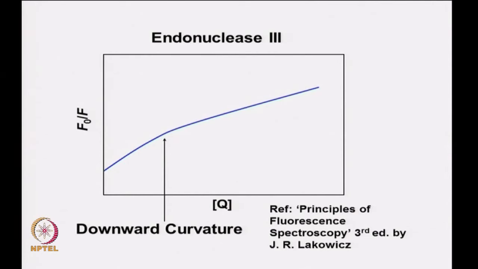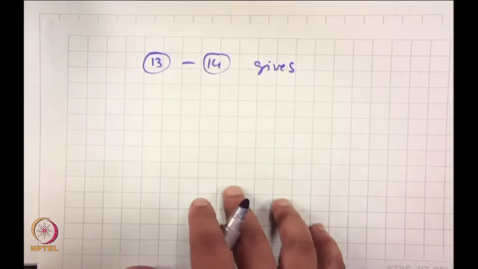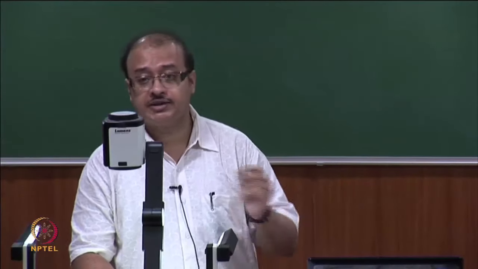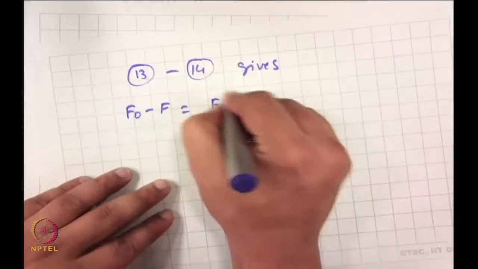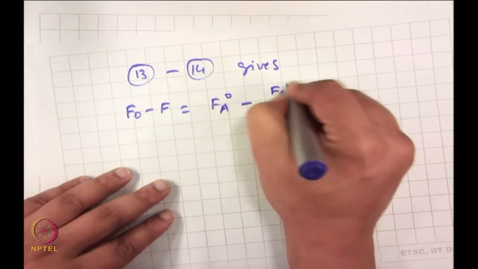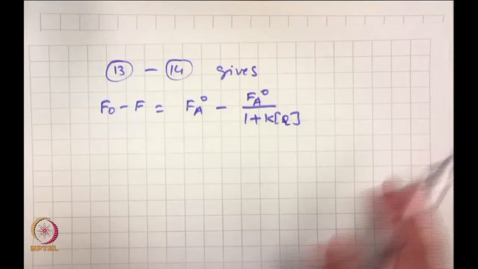Now, what we can do is further simplify. We have these two equations, one is number 14 and one is what we had started with before, number 13. So, we can say equation 13 minus 14 gives us what? Remember, we are trying to get a very simple equation. How simple is it? We will see later. So, this will tell me that F_0 minus F is equal to, remember F_0 is equal to F_NA0 plus F_A0, then F_A0 minus F_A0 over 1 plus k times [Q]. And the fluorescence intensity of NA cancels out.